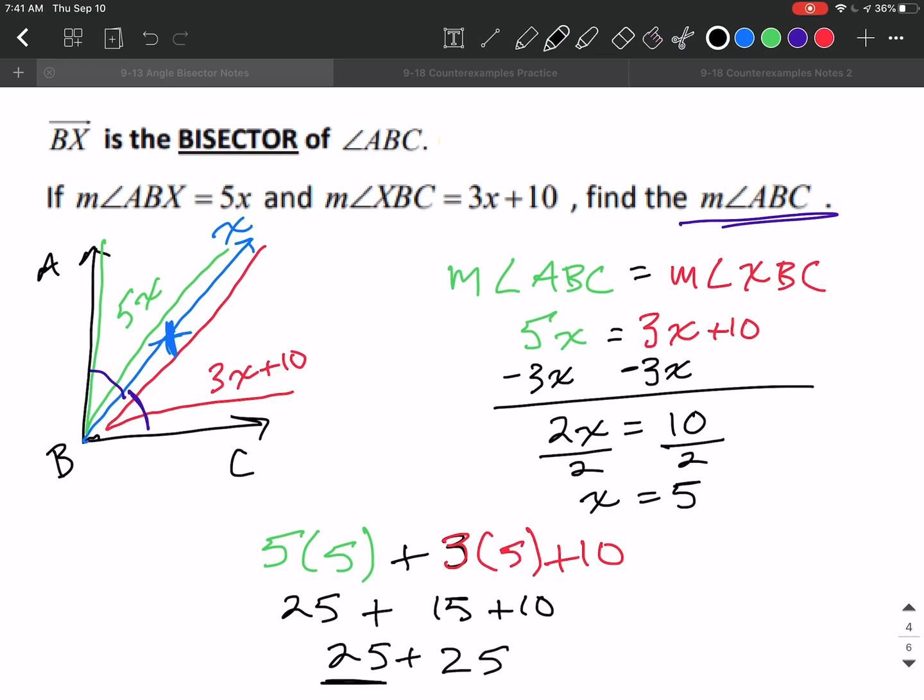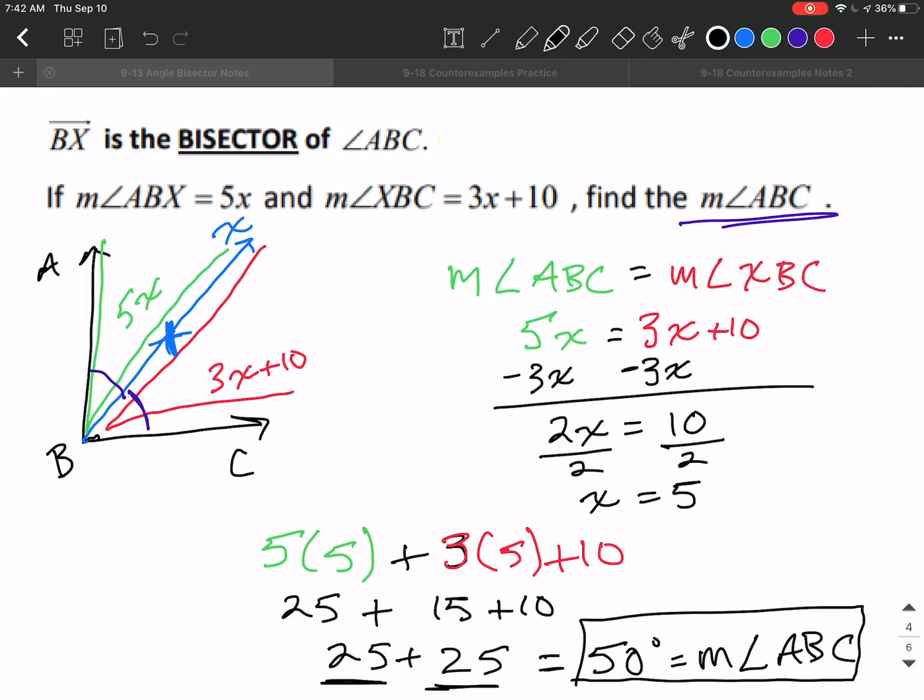I know that with bisectors, they should equal each other. So as I'm solving for ABC, I have 25 and 25. I know both parts or both angles are now equal. So I'm left with 50 degrees. So 50 degrees will equal the measure of ABC.